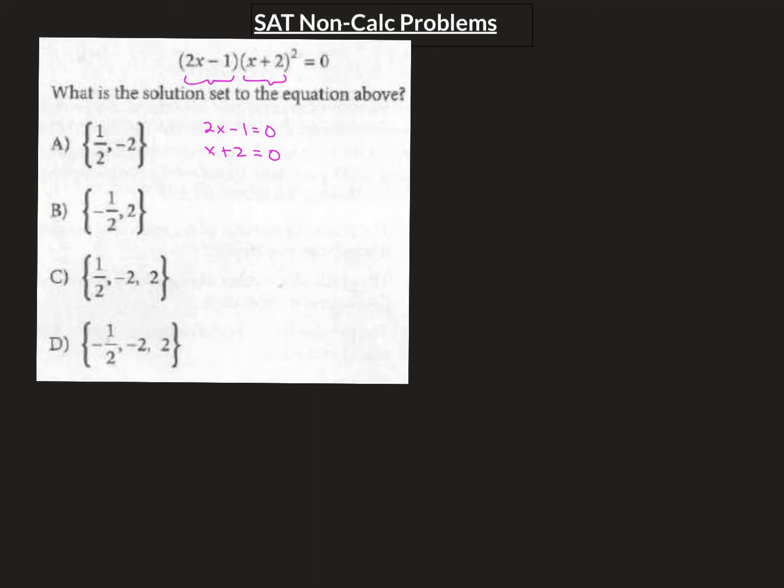First we have 2x = 1, so x = 1/2. And next we just subtract 2 from both sides, so x = -2. That means our solutions would be 1/2, -2, and that matches answer choice A. So now on to the next problem.